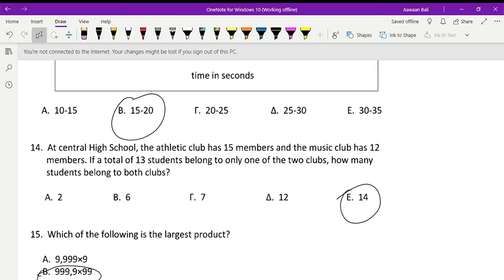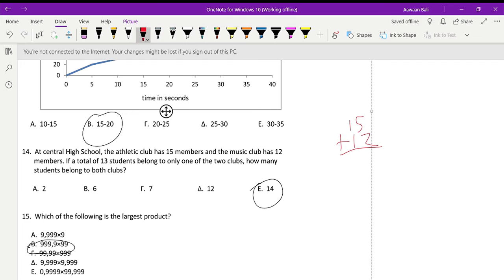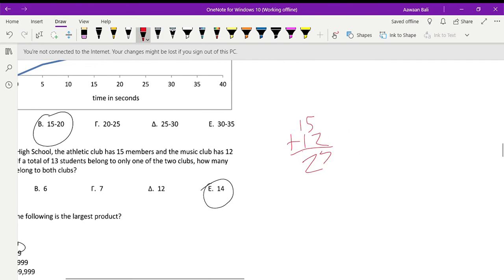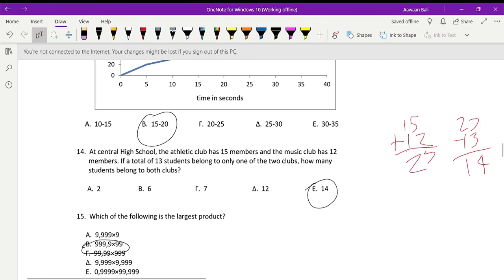Question number 14. At a central high school, the athletic club has 15 members and the music club has 12 members. If a total of 13 students belong to only one of the two clubs, how many students belong to both clubs? This is easy. So first you have to find the number of members. So 15 plus 12 is 27. So there are 27 members. So 13 members only belong to one of the two clubs, which leaves the 14 students which belong to both clubs. So that means the answer is 14, eta. You just have to take the number of members minus the people we know are only participating in one club, and we'll have the rest. So the answer is eta, 14.